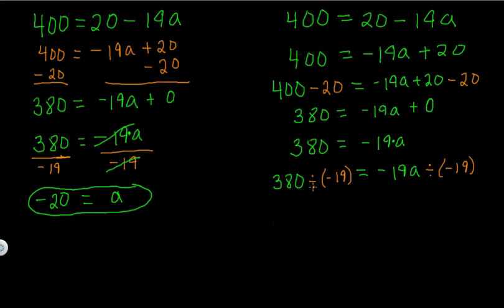So again, 380 divided by negative 19 is negative 20. So negative 20 is equal to negative 19a divided by negative 19. The negative 19s cancel out, and we're left with a. And that's our final answer. So that is how you do it.